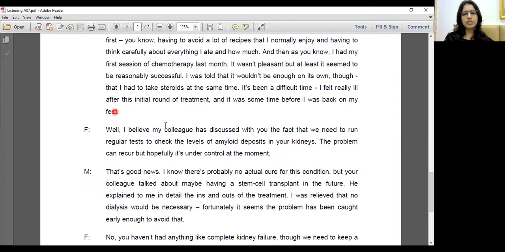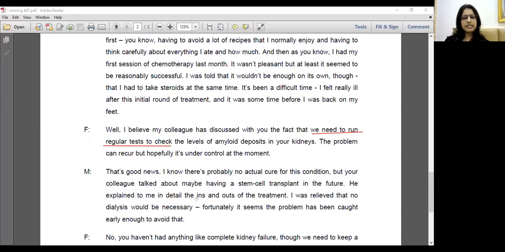So this kind of words can create confusion if you are not familiar with this kind of phrasal verbs. Similarly, the doctor said here, "we need to run regular tests." Instead of saying "you need to conduct tests" or "you need to undergo tests," "we need to run some tests." Again, very commonly used phrasal verbs. To run some tests is to do some tests.